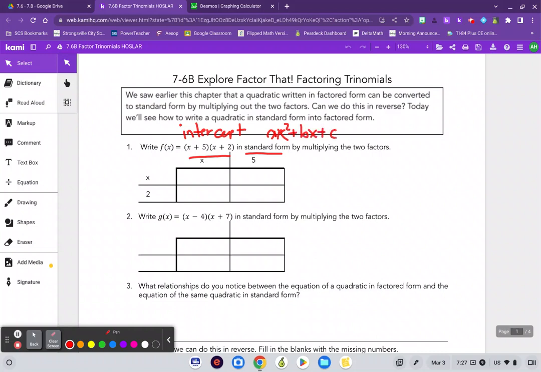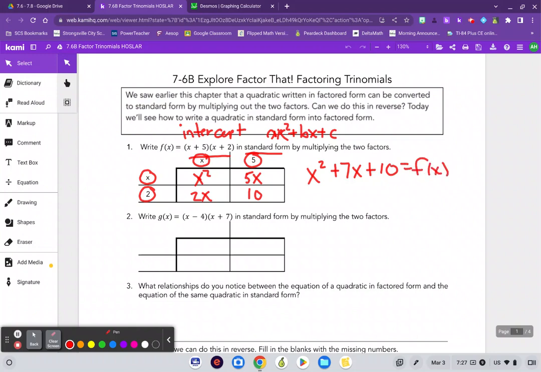And so this is the box method. Remember, for the box method, we take this x term and multiply it by each of these terms along the side. So x times x is x squared, 2x. Now we're going to do the same thing with the 5. We get 5 times x is 5x, and 5 times 2 is 10. And so what we end up getting is x squared plus 7x plus 10 for my f function.